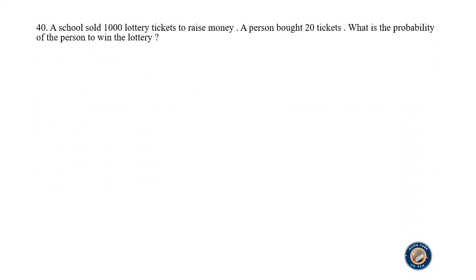Question number 40. A school sold 1,000 lottery tickets to raise money. A person bought 20 tickets. What is the probability of the person to win the lottery? A. 1 over 5, B. 1 over 10, C. 1 over 20, D. 1 over 50.